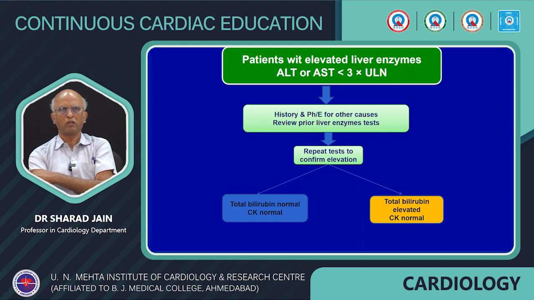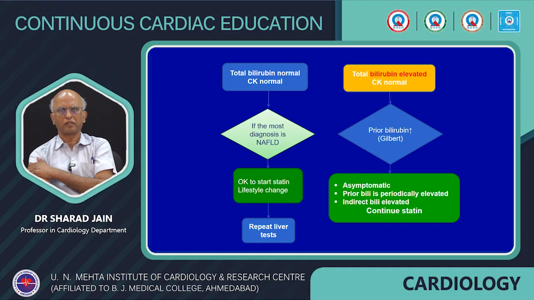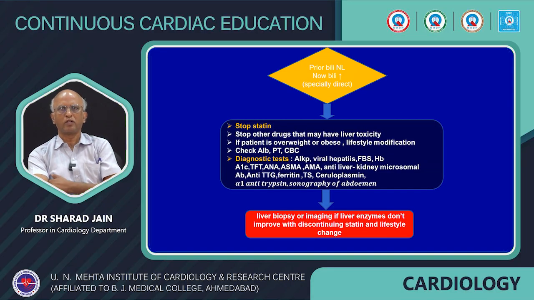If total bilirubin is normal and CK is normal, the most likely diagnosis is non-alcoholic fatty liver disease; it is okay to start the statin, with lifestyle changes, and repeat the liver test after some time. If total bilirubin is elevated but CK is normal, check whether bilirubin was elevated before starting statin therapy, as in Gilbert syndrome, where it is asymptomatic and the indirect bilirubin is periodically elevated; then you can continue the statin therapy. If prior bilirubin was normal and it is now elevated, especially direct bilirubin, that requires attention.